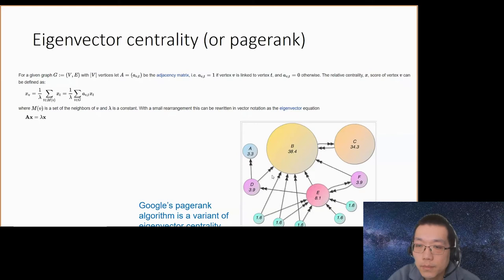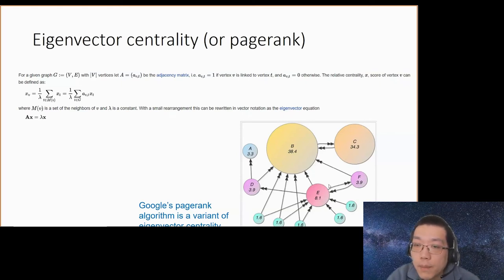So in this example, let's say each circle or node is a website, and a link from one website to another means this website has made a reference to the other website. Here the value or size represents the eigenvector centrality of each website. B obviously has the highest eigenvector centrality because a lot of websites have made reference to B.